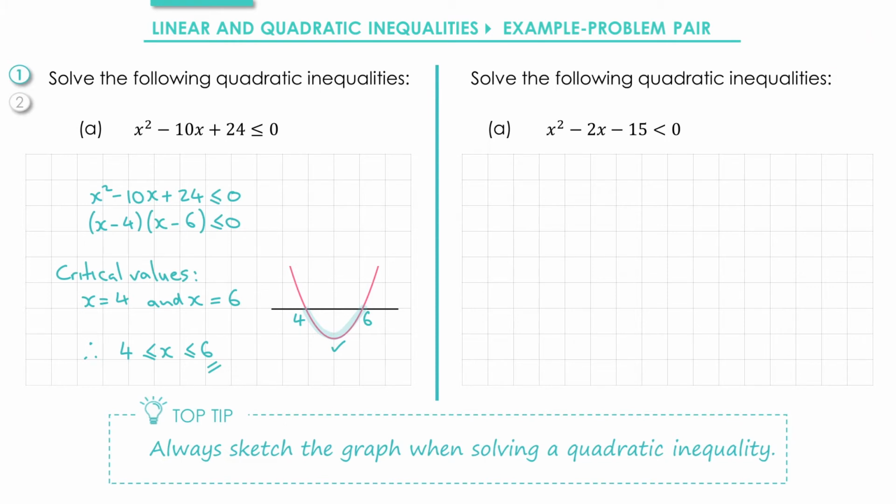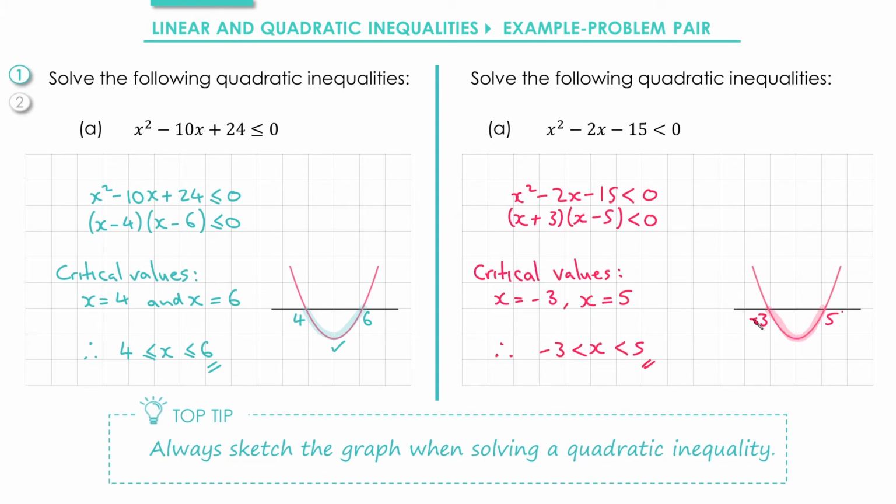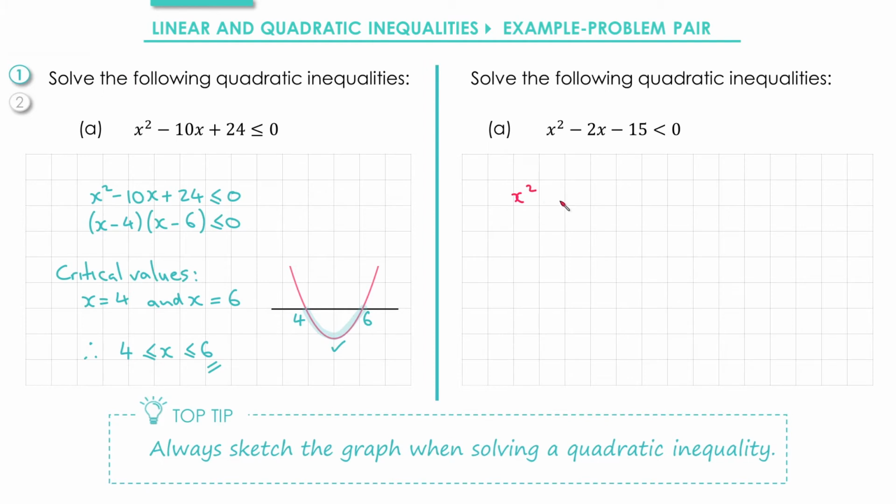Welcome back, here's my solution. If you got it right, skip the video ahead to part B, otherwise I'll go through how I got my solution now. So we have x squared minus 2x minus 15 is less than 0. This quadratic factorises, we get x plus 3 and x minus 5. We then find the critical values when it will equal 0. And they are x equals minus 3 and x equals 5.